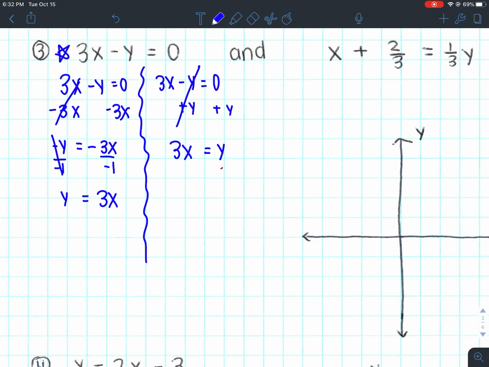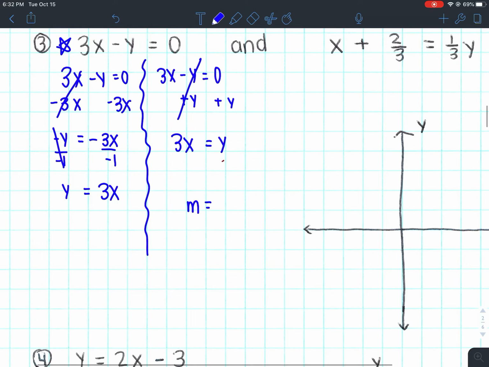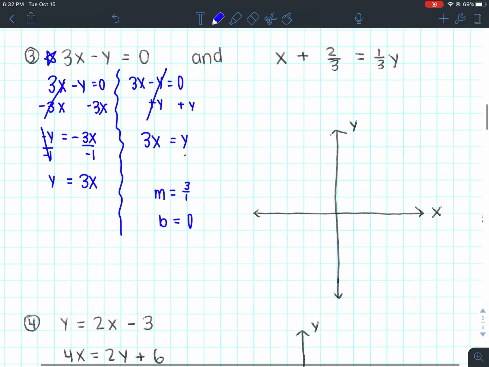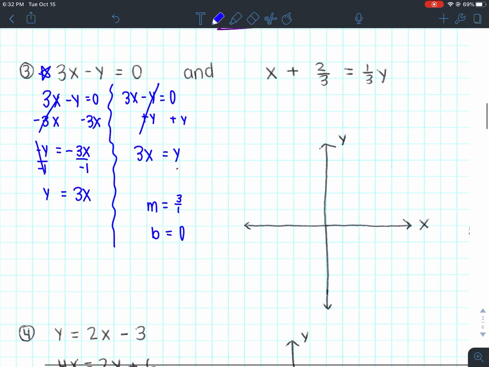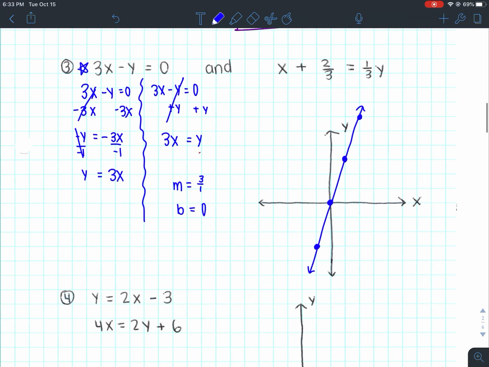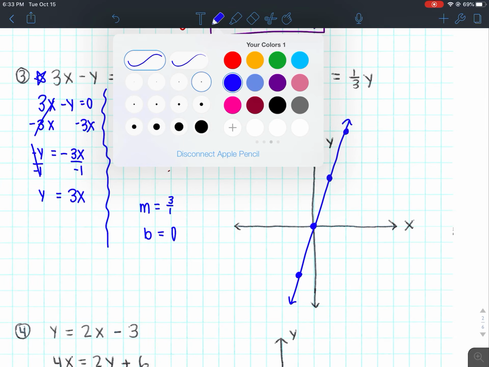All right, so let's go ahead and identify our slope for this blue one. Our slope is going to be +3/1 because it's attached to our x, and our y-intercept here is going to be 0. So I have a y-intercept of 0 and a slope of positive 3 over 1. I rise 3 and I run positive 1. I'm going to do the same thing down here and draw my line. All right, now I'm going to do my other line.